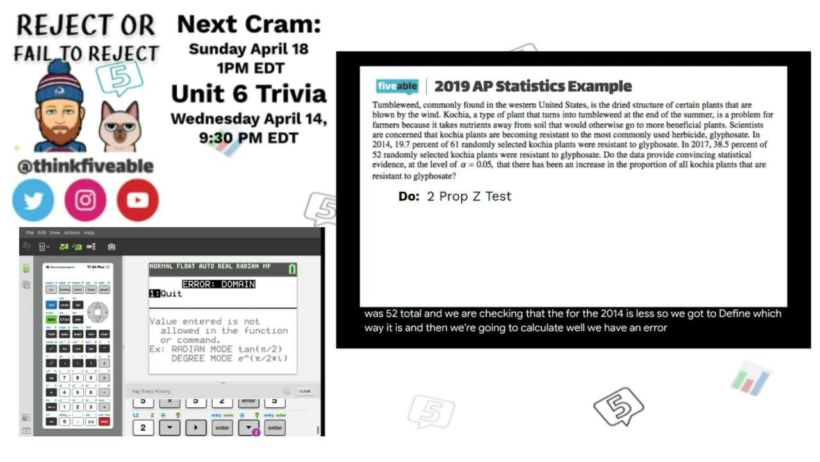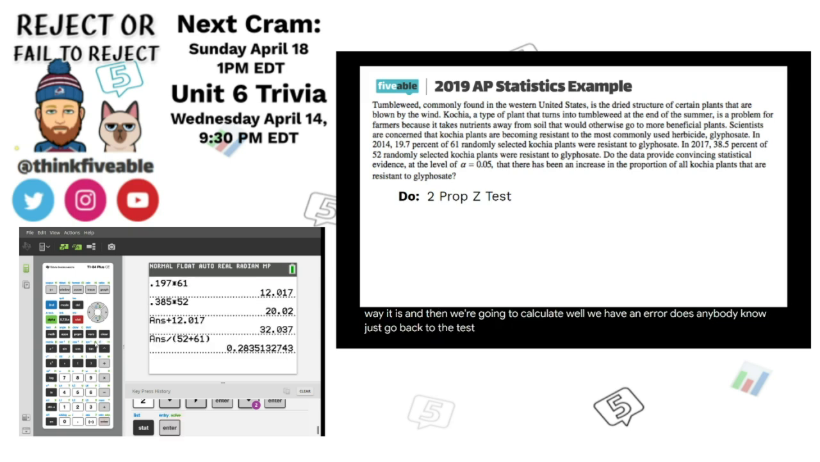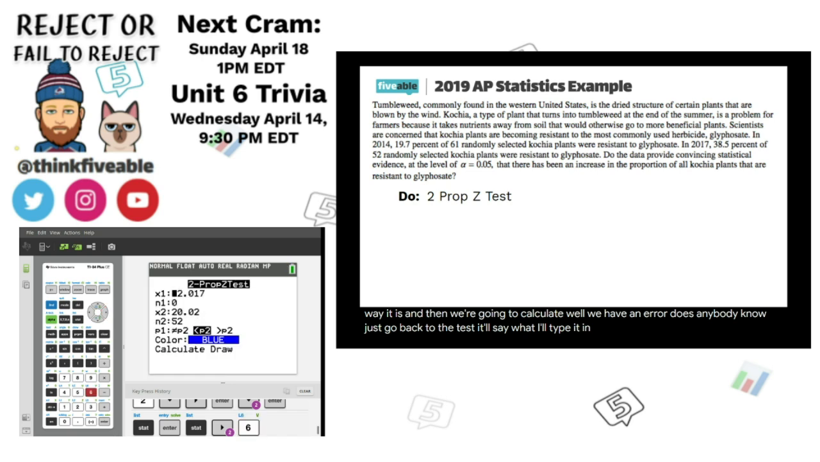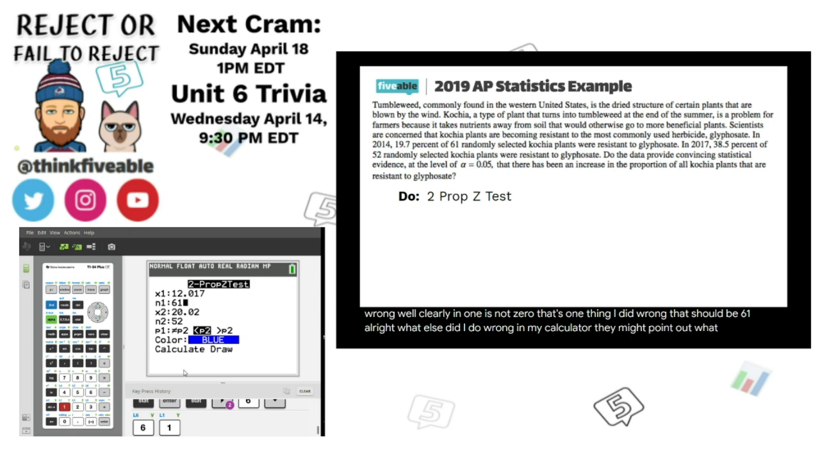Well, we have an error. Does anybody know? Let's just go back to the test. It'll say what I typed in. Option 6. Does anybody know what I did wrong? Well, clearly n1 is not 0. That's one thing I did wrong. That should be 61. All right. What else did I do wrong in my calculator? Anybody point out what I can adjust so that the calculator will work?